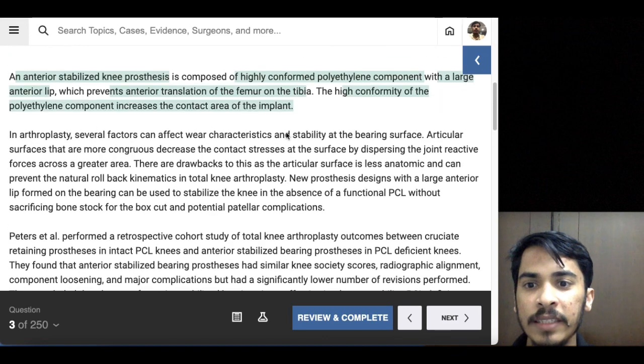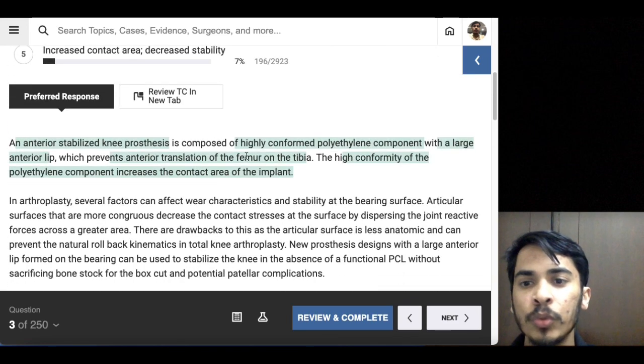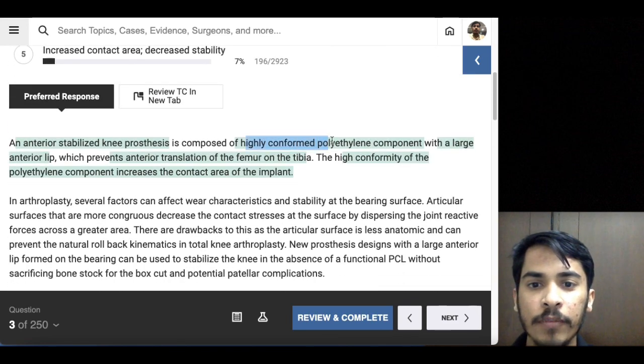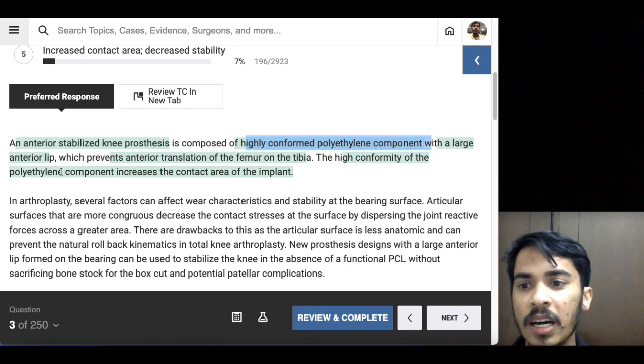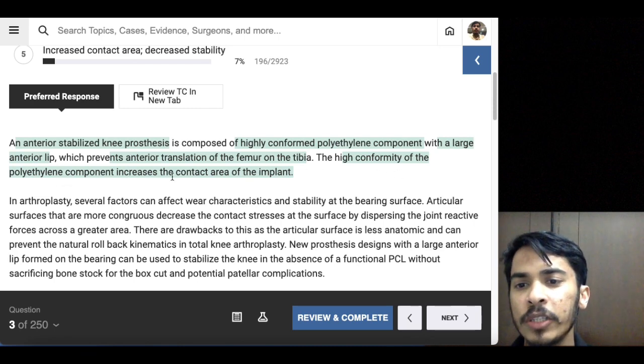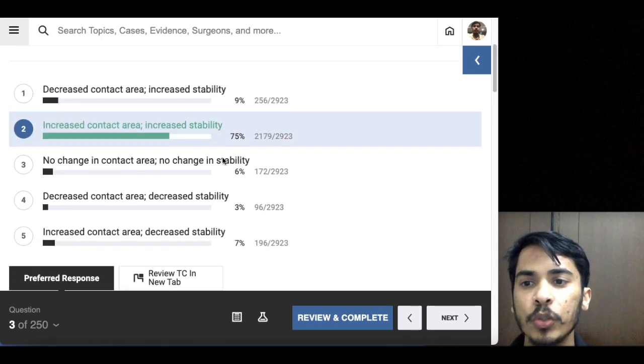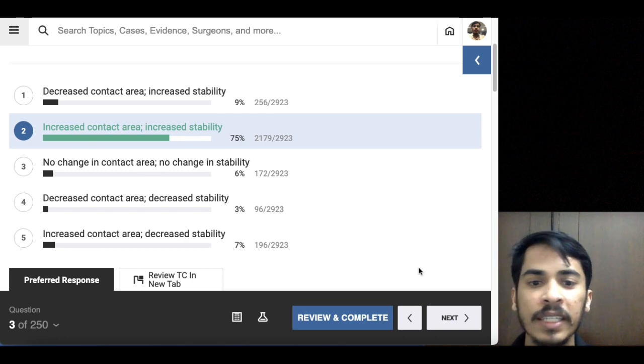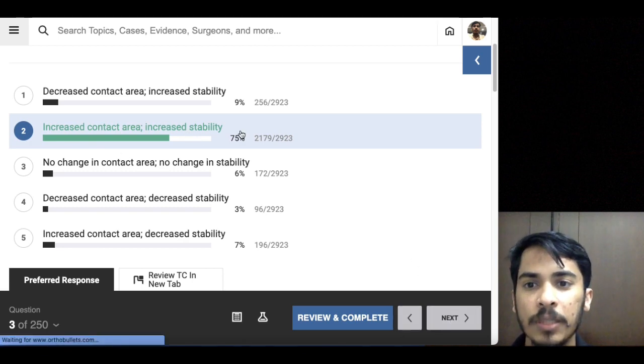So in this anterior stabilized knee, we have to understand that this is composed of highly conforming polyethylene component with a large anterior lip, which prevents the anterior translation of the femur on tibia. The high conformity of the polyethylene component increases the contact area of the implant. So the answer is 2. Increased contact area and increased stability seen in anterior stabilized knee.